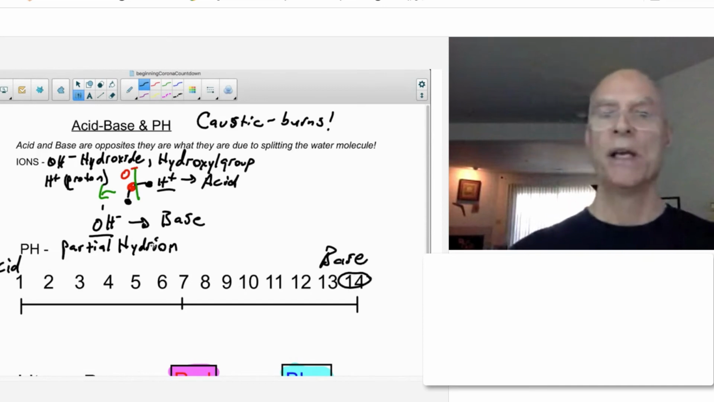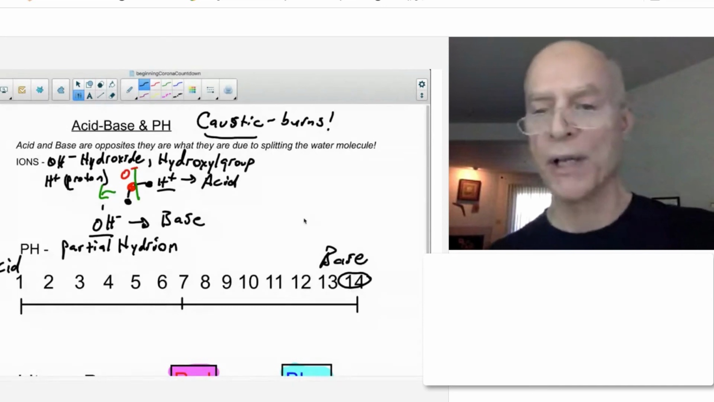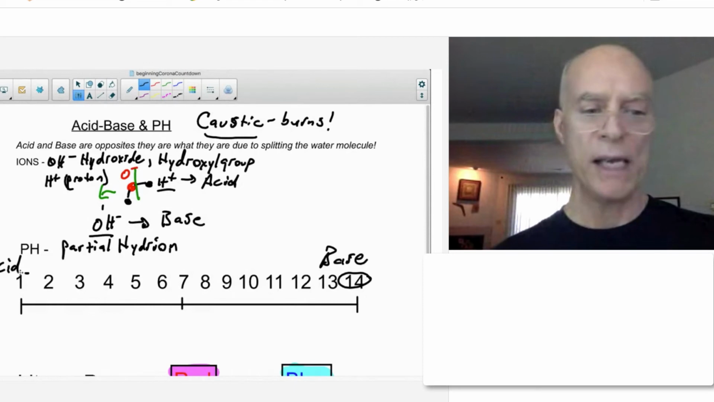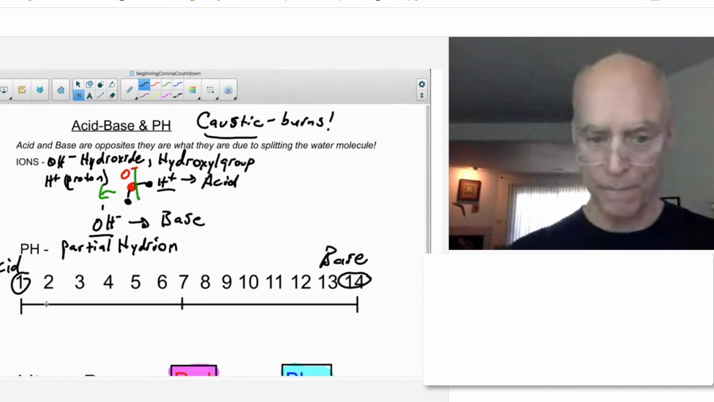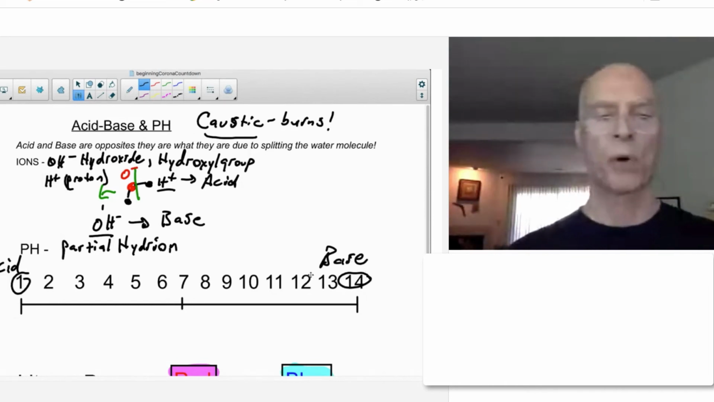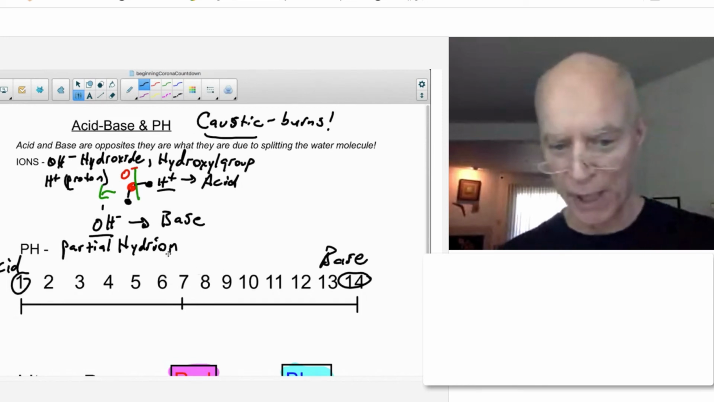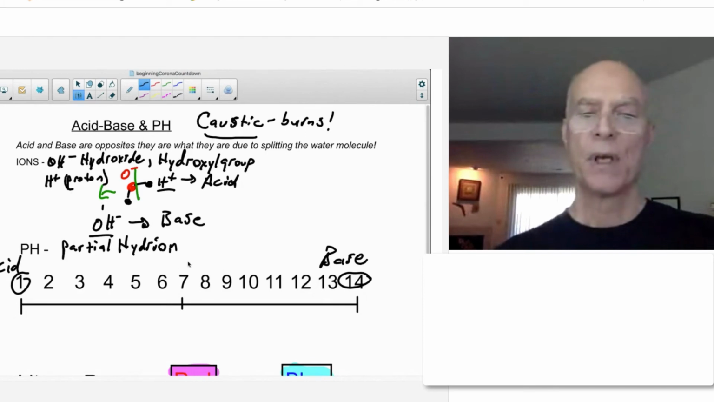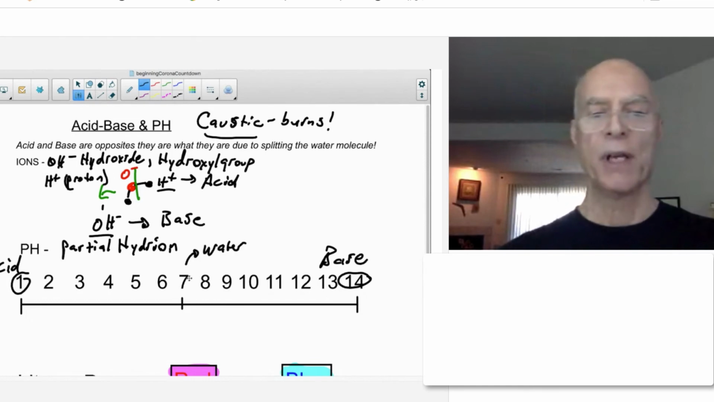And the strongest base would be a 14. If you had a 14, it would be super caustic and it would burn the heck out of you, probably eat your arm off, okay? A 1, equally super caustic, that's a really strong acid, and that would eat your arm off too. So these are really dangerous. 1s and 14s are very dangerous to you. If you get closer to a 6 and an 8, they're okay. You could probably sleep in it and it would be all right. Because 7 is dead center in the middle, neither acid nor base. That means water. So water has a pH of 7. Acids are anywhere from 1 to 6. Bases are anywhere from 8 to 14.